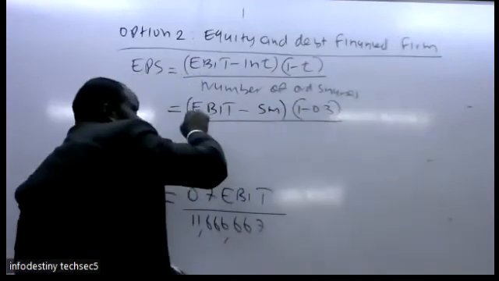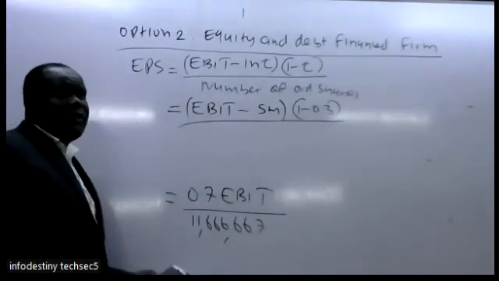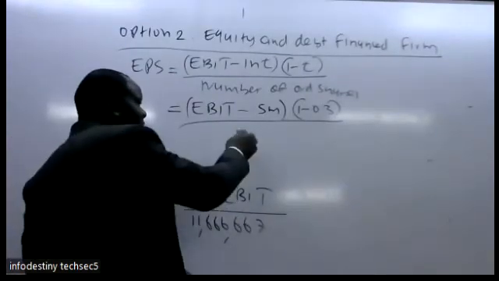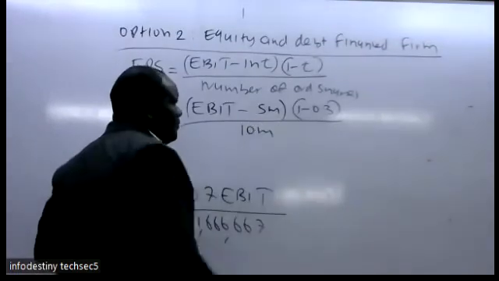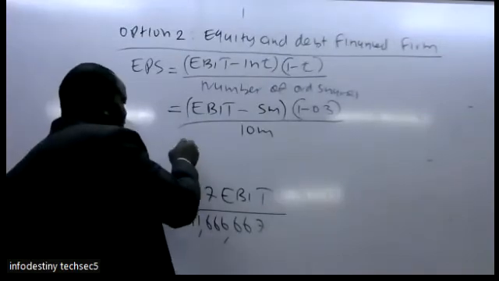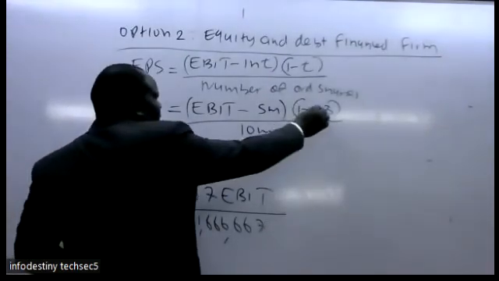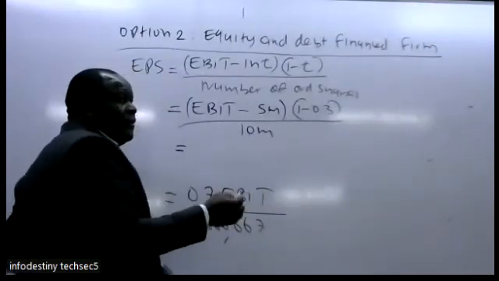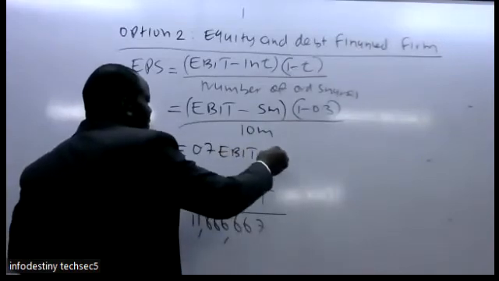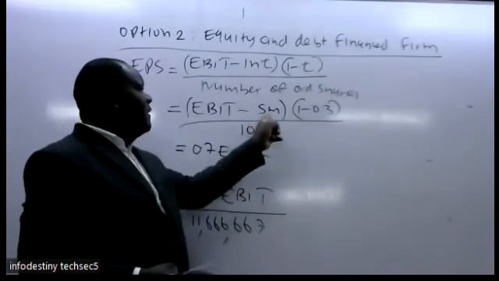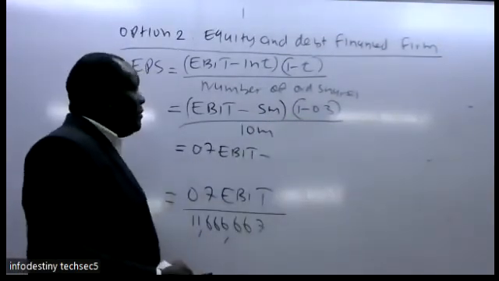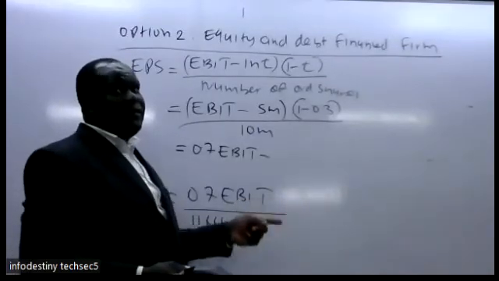We also check the denominator. How many ordinary shares were there under Roman letter 2? There were 10 million. So it will now be 1 minus 0.3, the same as 0.7. So it will be 0.7 earnings before interest and tax. I also want you to take the 5 million and multiply by 0.7, because you are simply opening the brackets.